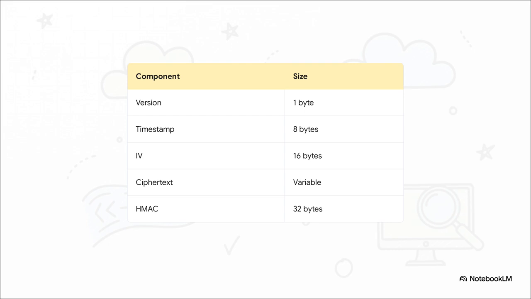And if we break down its anatomy, it contains a 1-byte version, an 8-byte timestamp, which is huge for enforcing expiration limits, a 16-byte initialization vector, the variable length ciphertext that's encrypted using AES 128 in CBC mode, and crucially, a 32-byte HMAC signature using SHA-256. This specific combination is often called encrypt then MAC, and it's a total game changer. It guarantees both privacy and authenticity. Basically, the data can't be read, and it can't be tampered with unless you have the secret key.